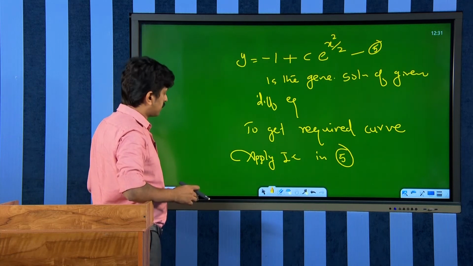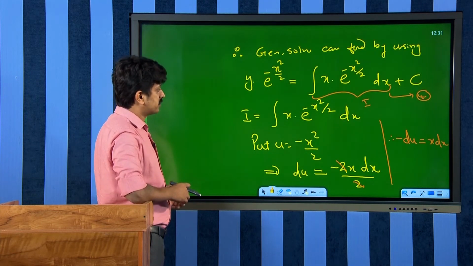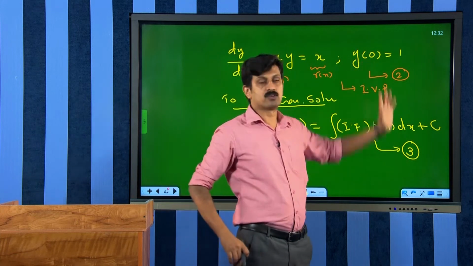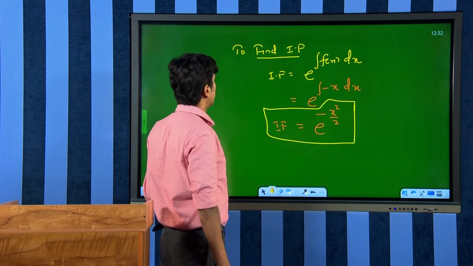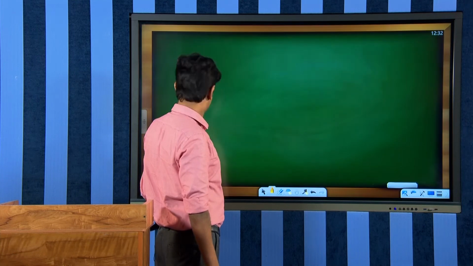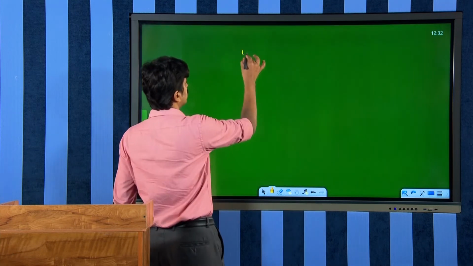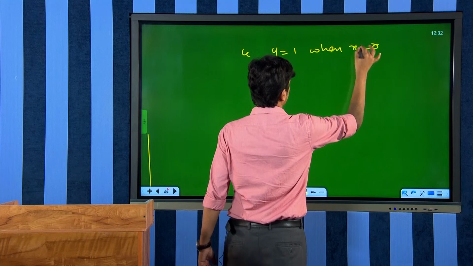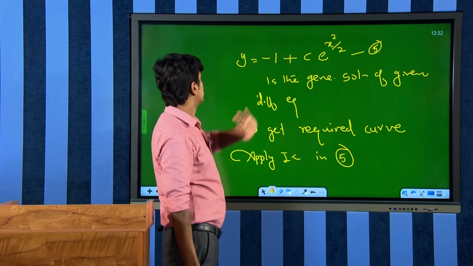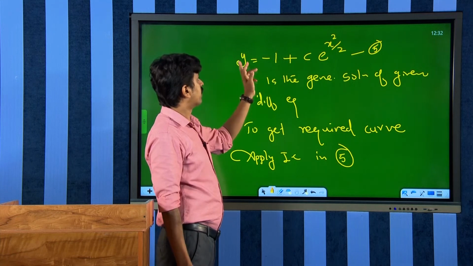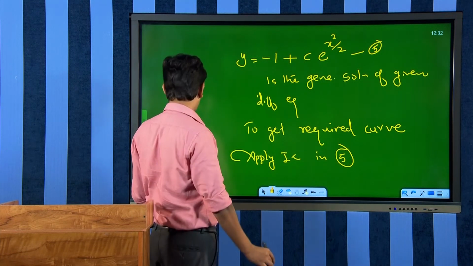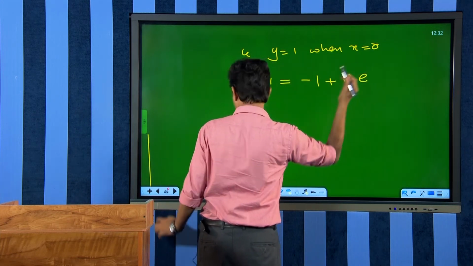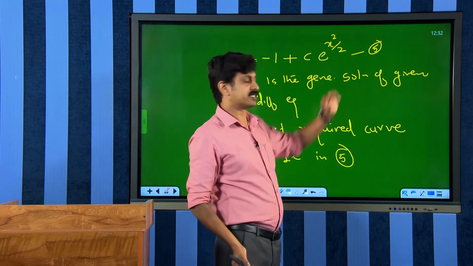While applying the initial condition, we know the initial condition is that whenever x is equal to 0, then y is equal to 1. That is, y is equal to 1 when x is equal to 0. Therefore, we will have y equal to 1 is equal to minus 1 plus c e raised to x square by 2, where x is actually 0.